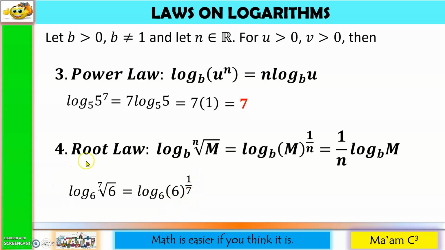Now let us apply the root law. So after we converted it into exponential form, let's bring down the exponent here in front. So copy 1 over 7. And then evaluate the logarithm of 6 to the base 6, that is 1. So 1 over 7 times 1 is still 1 over 7.